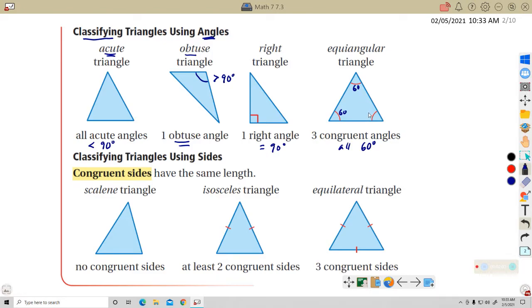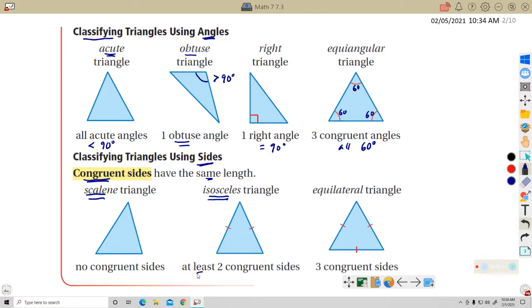And we can also classify by sides. Okay, the word congruent means equal, so congruent sides have the same length. They're equal in length. A scalene triangle has no congruent sides. The angles can be all kinds of different combinations, but a scalene triangle has no congruent sides. An isosceles triangle has at least two congruent sides.